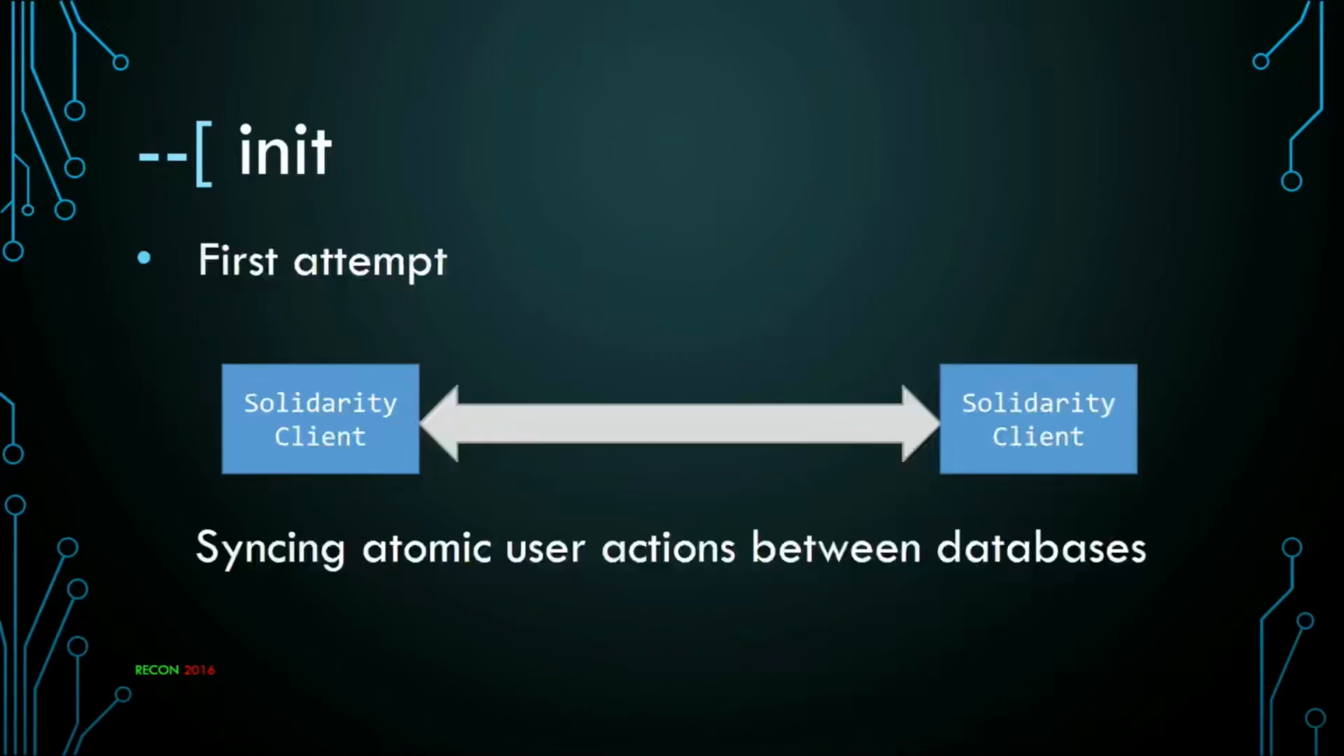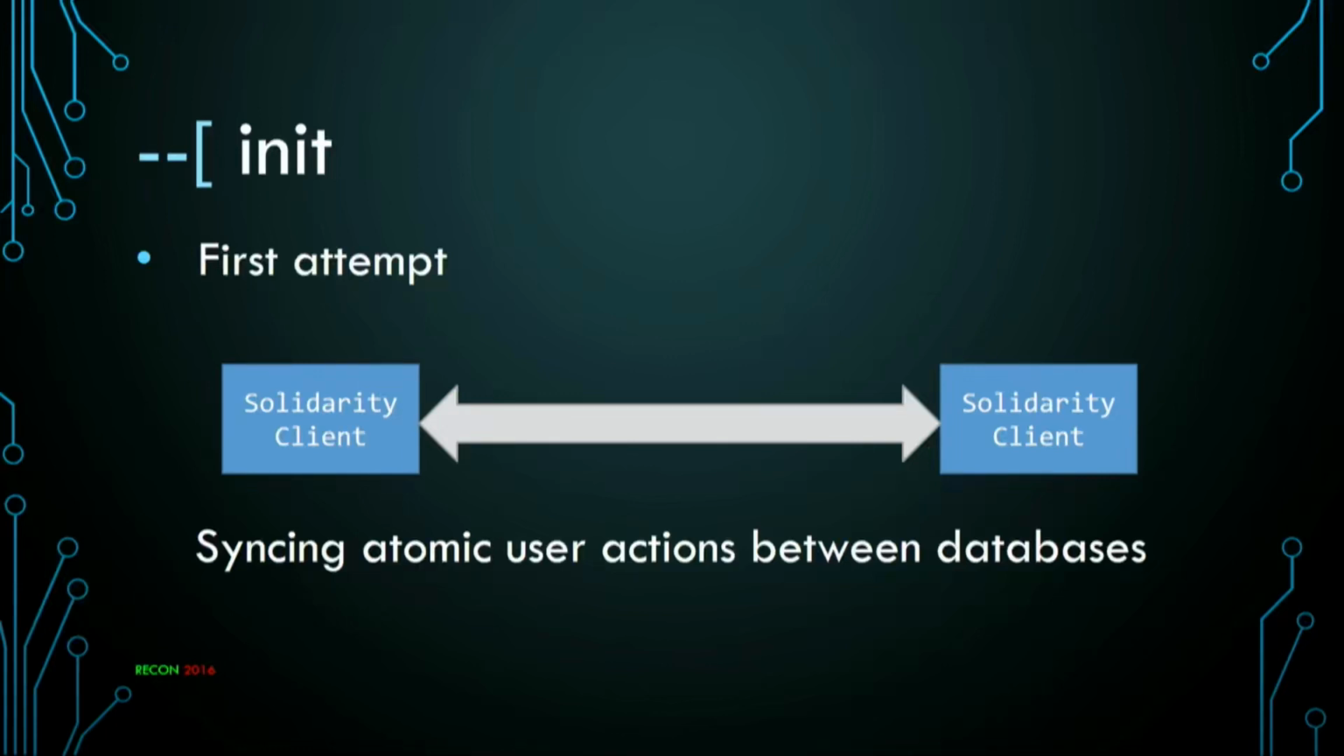So the first attempt was very simple. You have two IDA Pro instances, or SolIDArity clients, as we'll call them for now. This was like V1 of SolIDArity. We've gone through probably about three huge architecture overhauls.